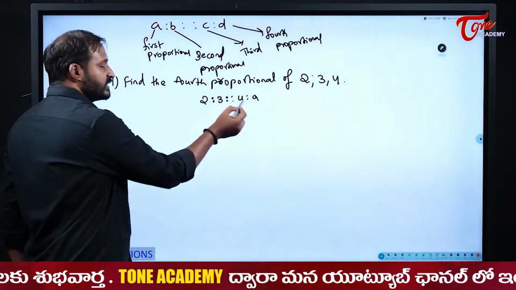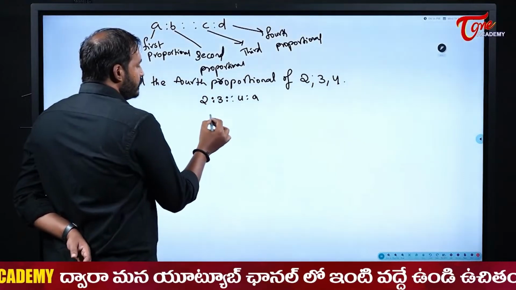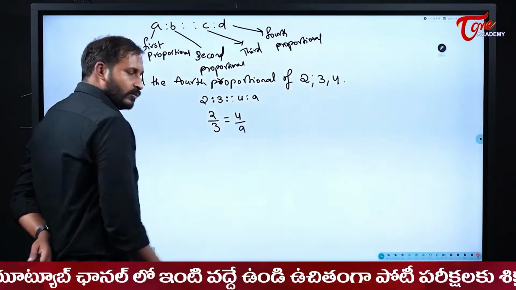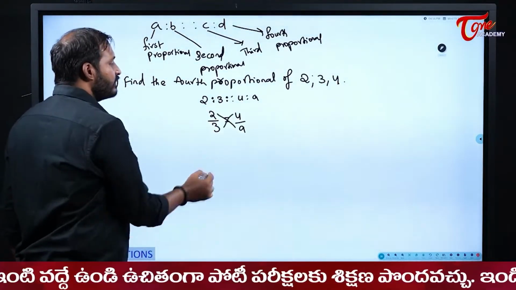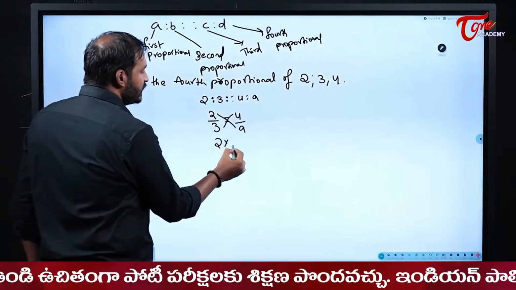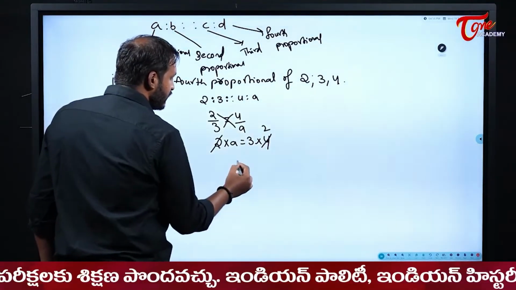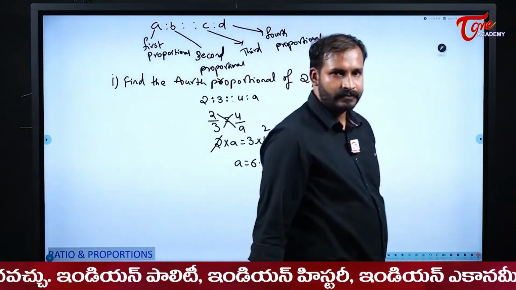We know that the product of extremes is equal to the product of means. Or even if you don't know that concept, 2/3 is equal to 4/A. Simply cross multiply, and you get 2 into A is equal to 3 into 4. So the A value becomes 6. The fourth proportional for this is 6.